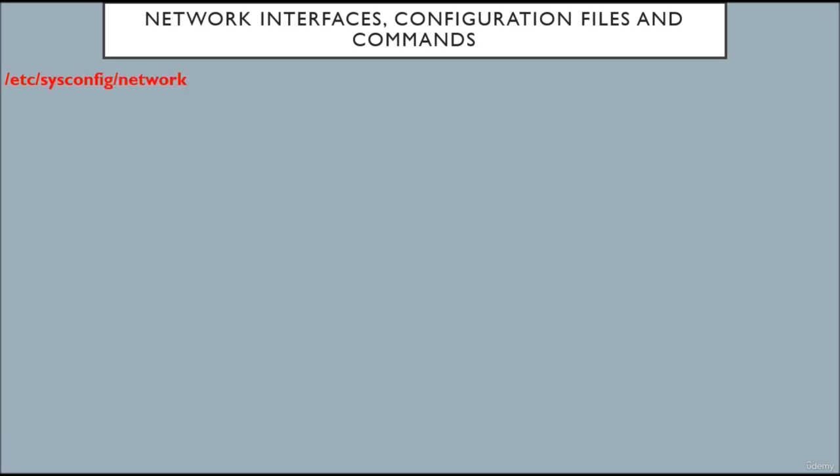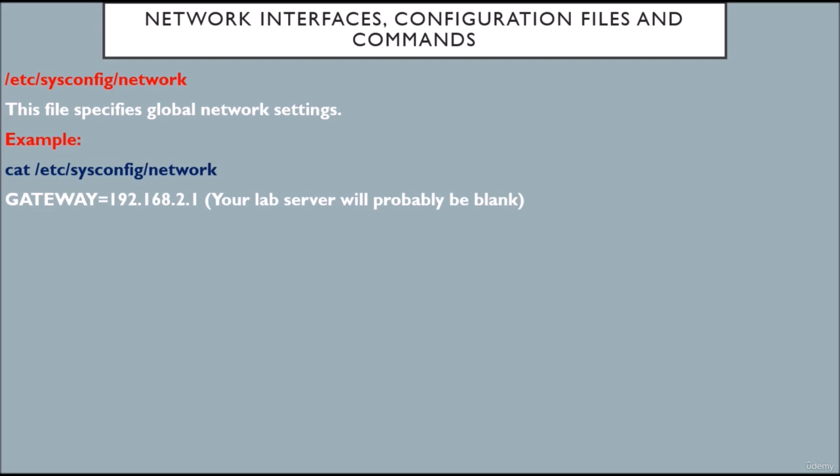Next file is the network file, /etc/sysconfig/network file. This file specifies global network settings. Example, if you cat that file, you may see something like that in there. But if you're using your lab environment, by default, it's probably going to be blank.